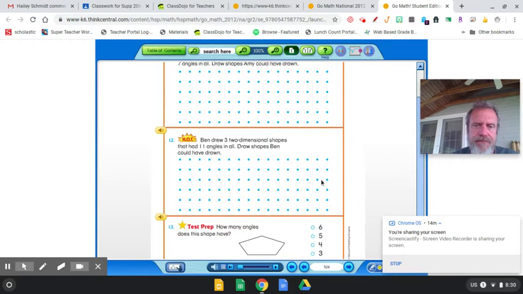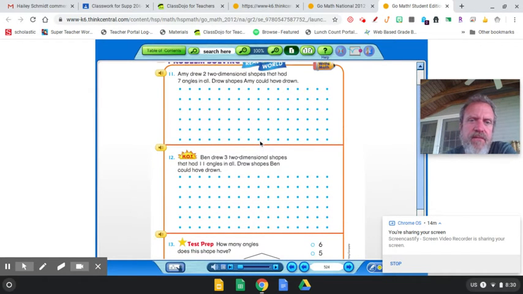And then you're just going to draw this one. It says Ben drew 3 2-dimensional shapes and has 11 angles in all. So we need to add up our angles and get to 11 with 3 shapes. Let's do this one real fast to show you what it means. It says Amy drew 2 2-dimensional shapes that had 7 angles. So 7. We could have 5 and 2. Do we have any shapes with 2 angles? No. We could do 4 and 3. Yeah, that would work.